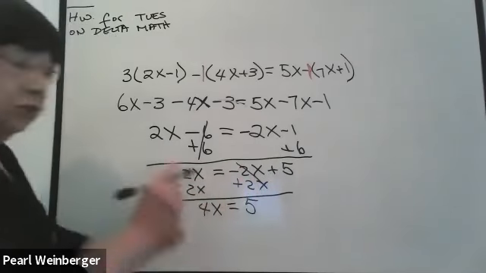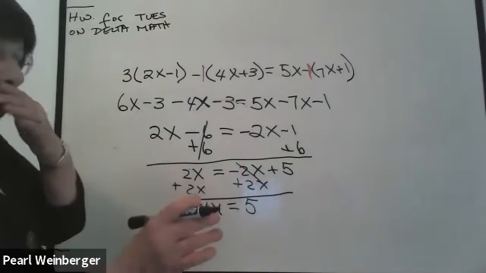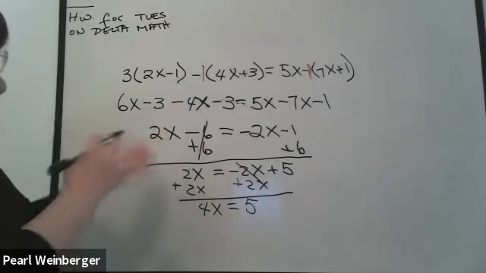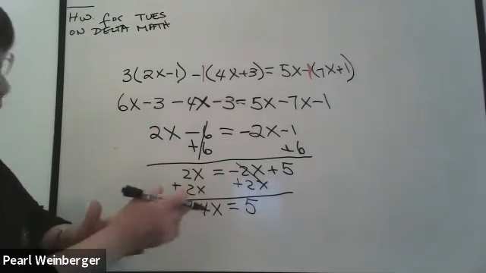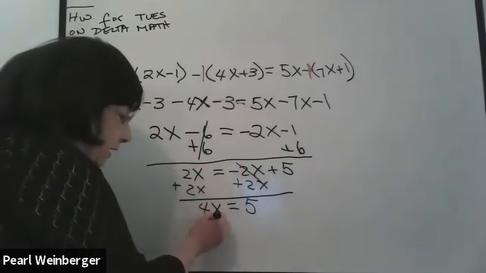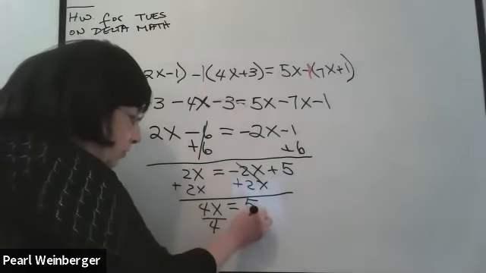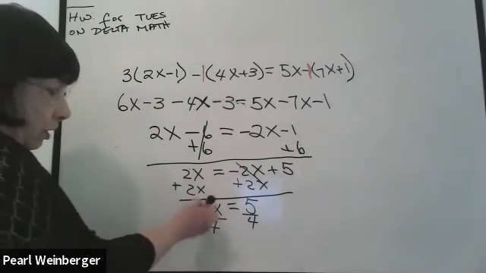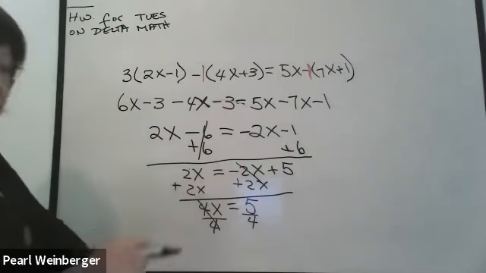Now this is an equation. It's not an inequality. I don't have to worry about changing signs or anything. It's just a regular equation. I just have to finish by dividing by the coefficient of my x, which is 4. So I get x equals 5/4.